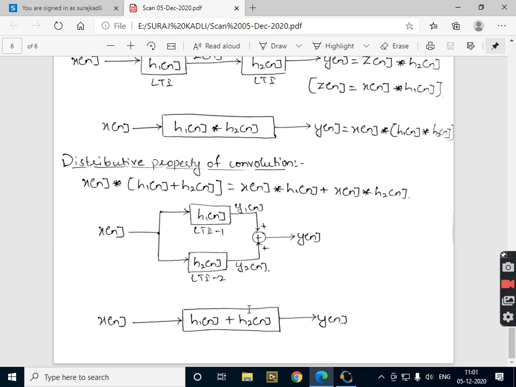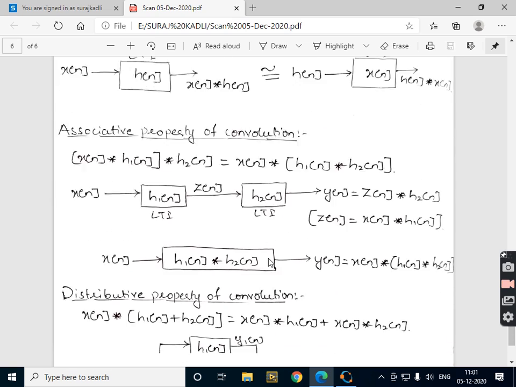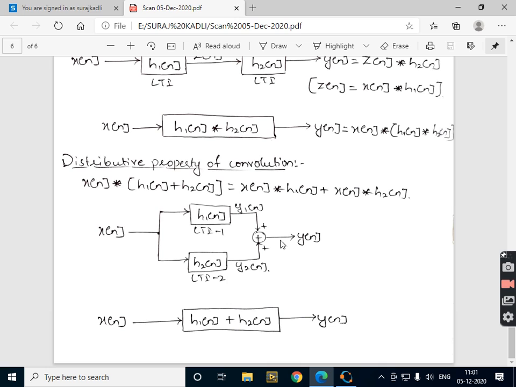Or else we can have a single linear time invariant system whose impulse response will be the sum of the individual impulse responses, h1 plus h2, x of n convolved with h1 plus h2, which will give us the right hand side. All of these arrangements, in terms of commutative, associative, and distributive property, will give us the same results.